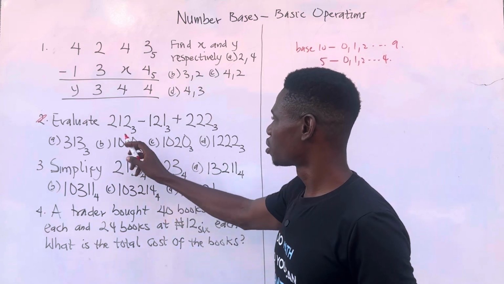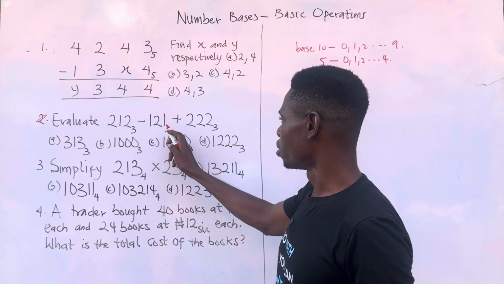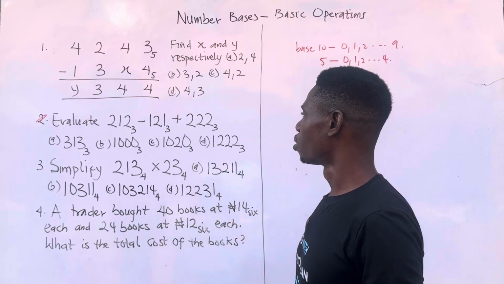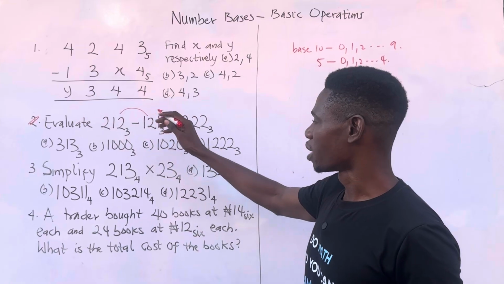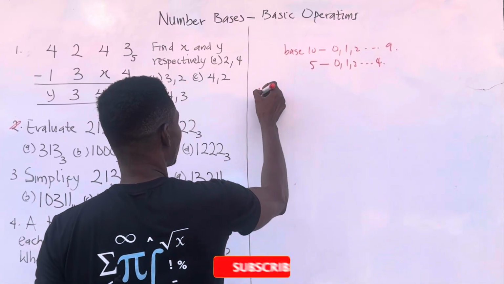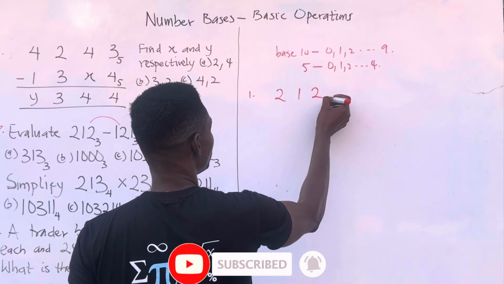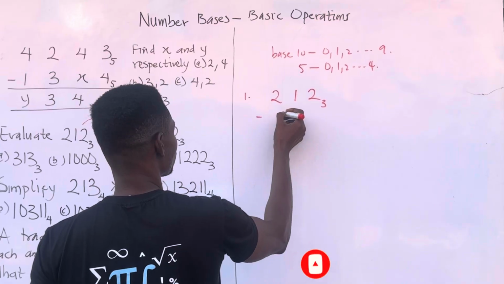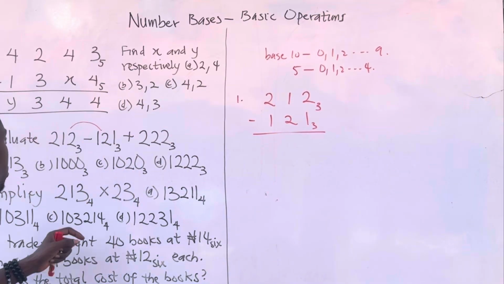It says evaluate 212 base 3 minus 121 base 3 plus 222 base 3. So let's do it in bits. Let's pick the first two, and then to the answer, we add the 222. So let's go. We have 212 base 3 minus 121 base 3. Let's begin with this, and then we'll add this.